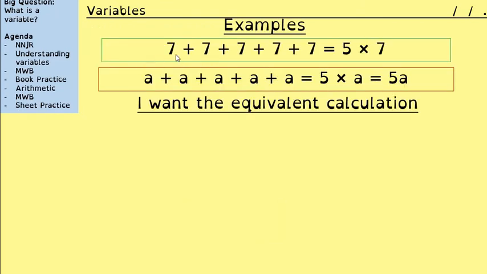So just at the top of this slide here, we've got a numerical example. 7 plus 7 plus 7 plus 7 plus 7 is equivalent to 5 times 7. And A plus A plus A plus A plus A is equal to 5 times A, which is 5A, the short and simplified version.